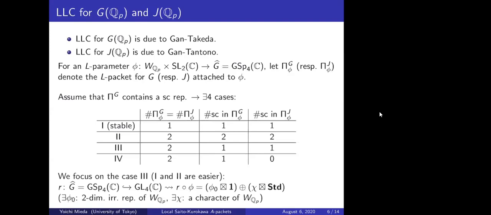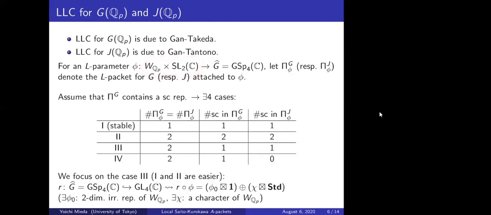In this talk, I'd like to focus on case three. This is because case one and case two are easier, and case four should be treated by the same method as case three. So what is the shape of the L-parameter in case three? So let r be the natural embedding of GSp4(C) to GL4(C).